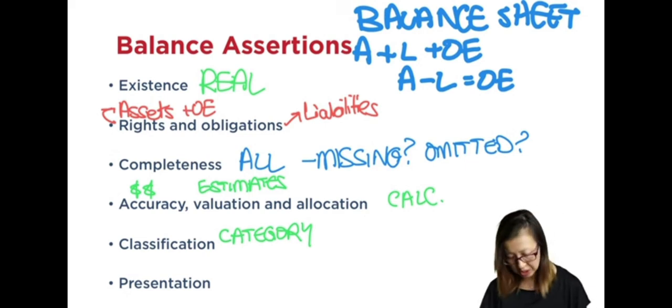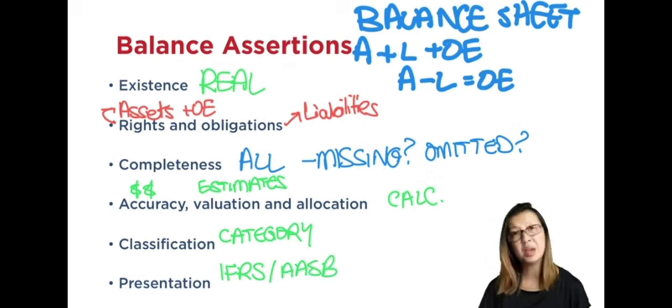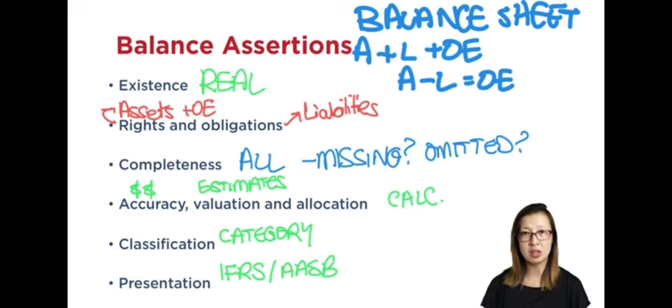And then the last one is presentation and disclosure, which again is that IFRS, AASB: have our disclosures for our presentation of our items met the requirements of the individual standards?